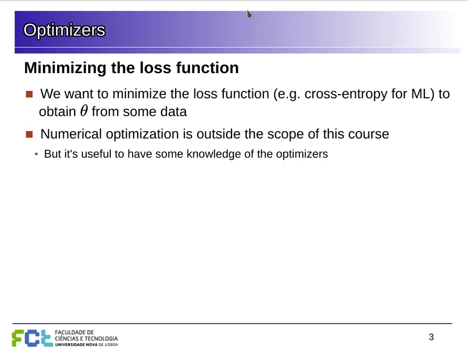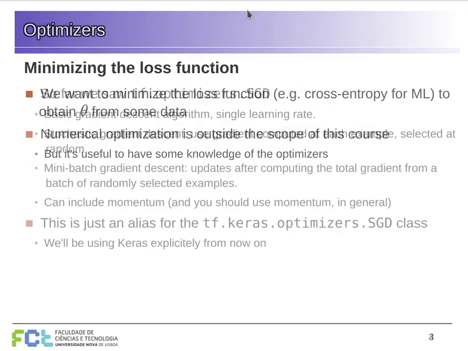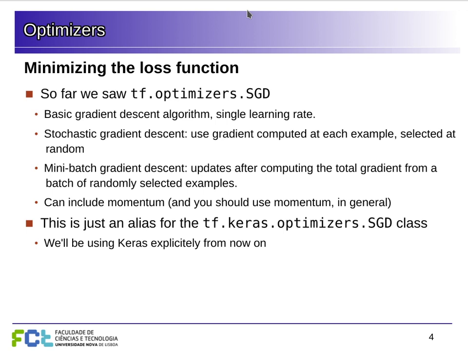Now, the details and the mathematics of the numerical optimization itself is outside the scope of this course. So even in the deep learning textbook that you have, you'll see a lot more detail than I will cover here. But for a more practical approach, it's useful to have some understanding of how the optimizers work and how they differ, so that when you are experimenting with what works best with your particular problem, you can understand what's happening and what you're doing. So what we saw so far is stochastic gradient descent.